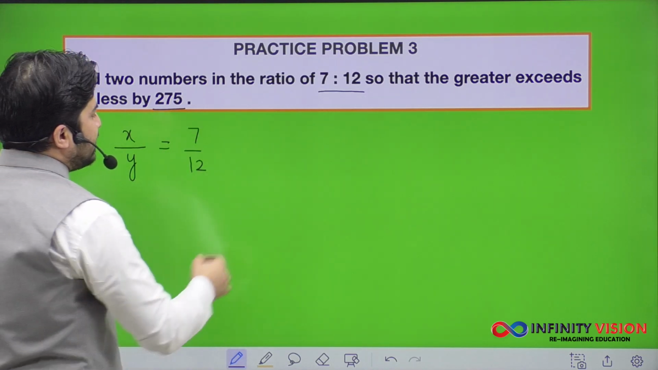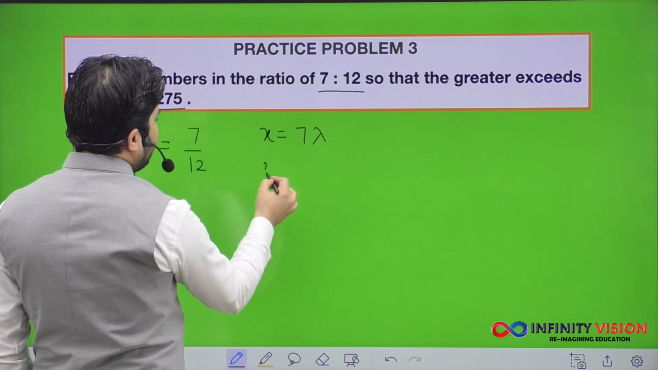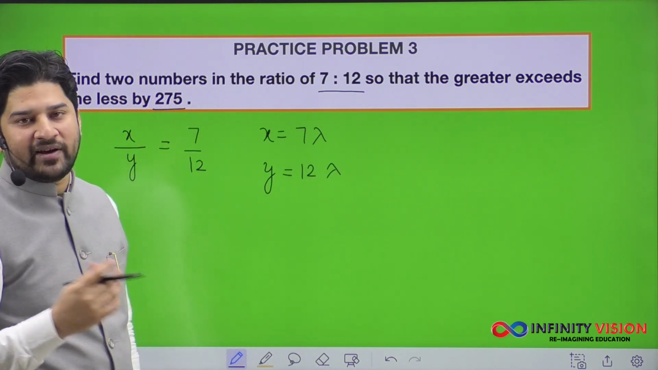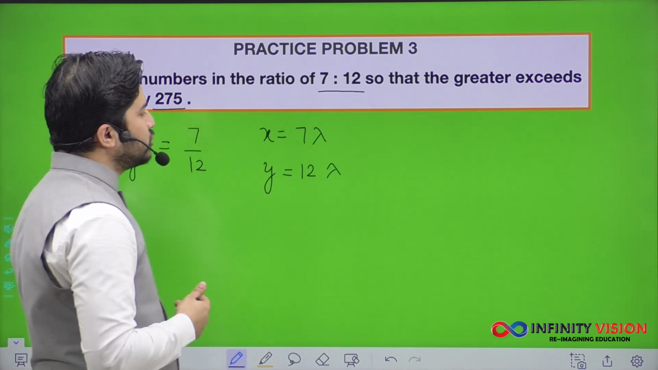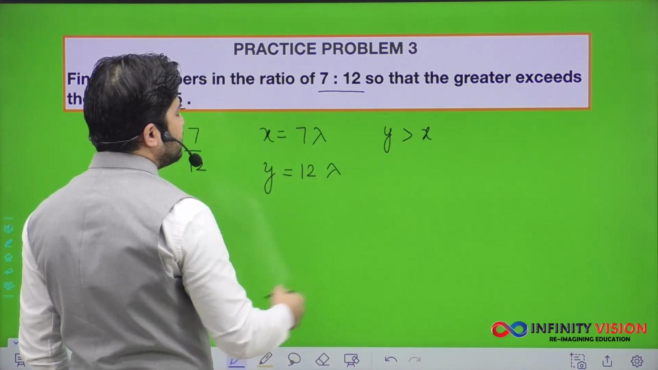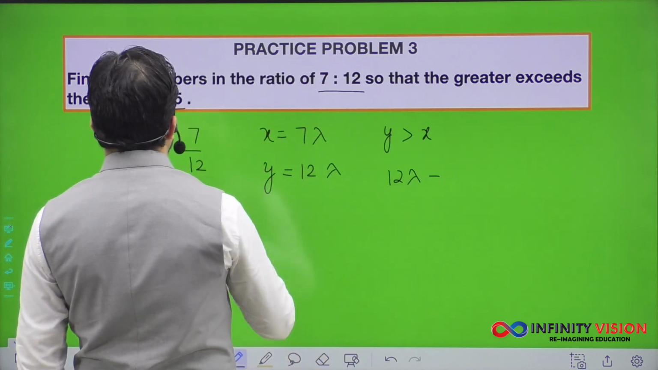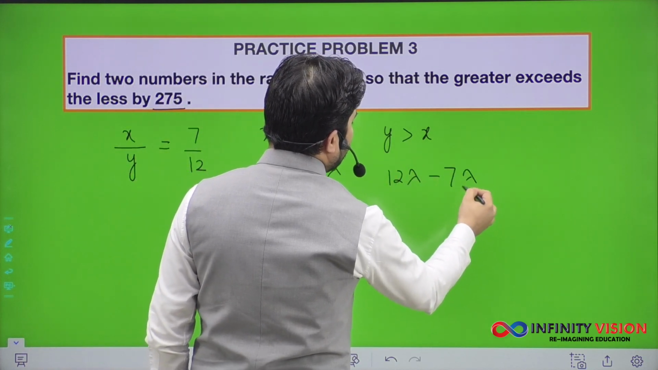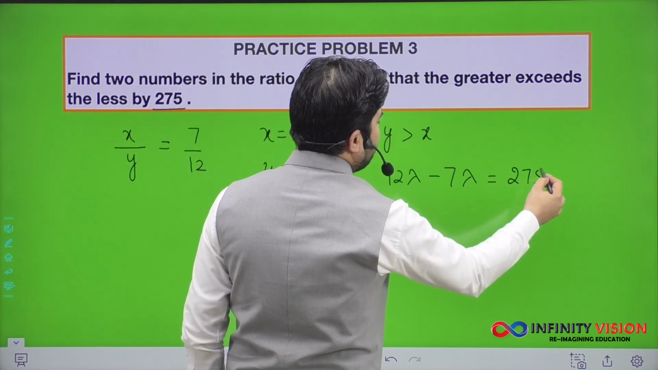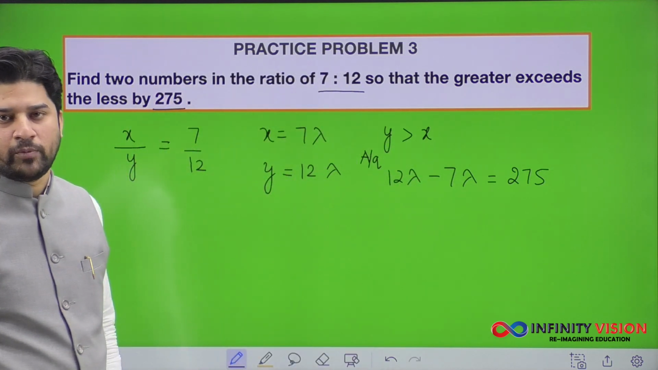So what I can say is my x is equivalent to 7 lambda and y is equivalent to 12 lambda, and definitely I know my y would be greater than x. So y is greater than x, which means 12 lambda minus 7 lambda would be equivalent to 275. I hope you understand how I have converted this language into the form of an equation.